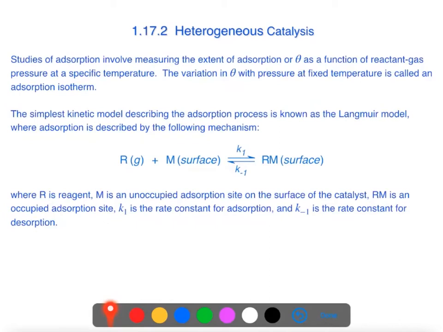The simplest kinetic model describing the adsorption process is known as the Langmuir model, where adsorption is described by the following mechanism, where R is the reagent or reactant in the gas phase, M is the unoccupied adsorption site on the surface of a catalyst, and RM represents an occupied adsorption site. The rate constants, k1 represents the rate constant for adsorption, and k-1 represents the rate constant for desorption.